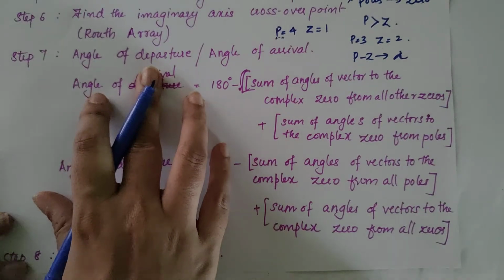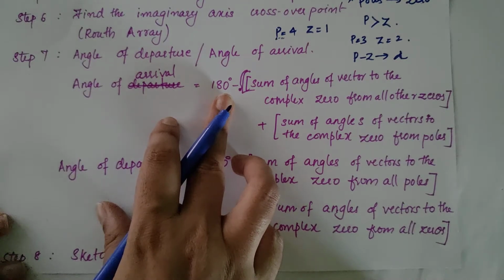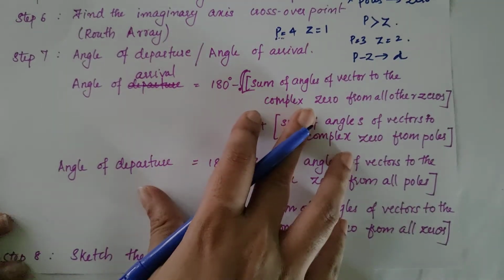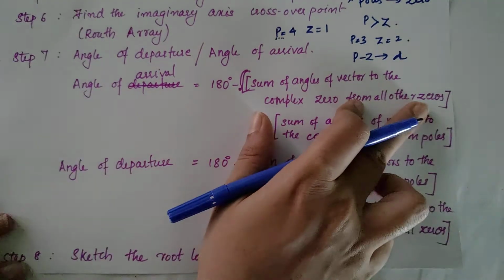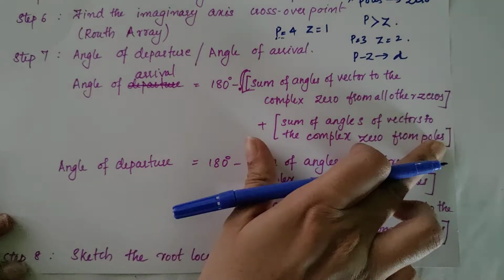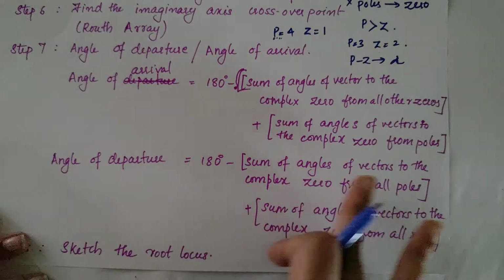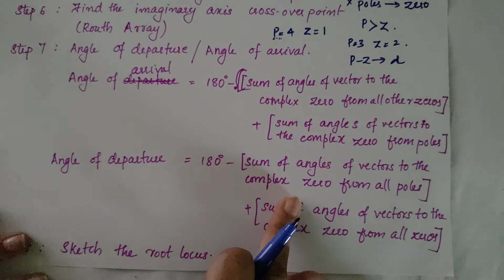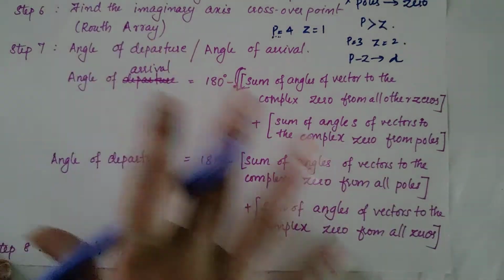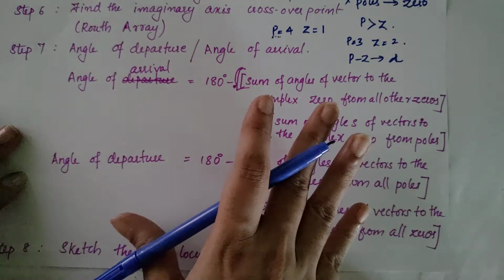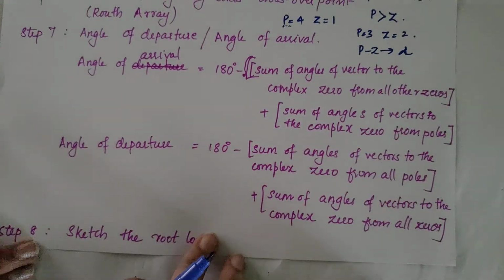Okay. So, angle of departure and angle of arrival. Angle of arrival is equal to 180 degrees minus the sum of the angle vectors to the complex zero from all other zeros, plus the poles. And angle of departure is 180 degrees minus the sum of the angle of vectors to the complex pole from all other poles, plus the zeros. Okay. First we have to find all of these, and then we have to sketch the root locus.